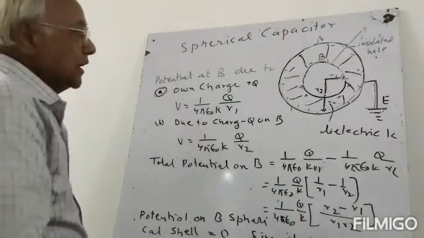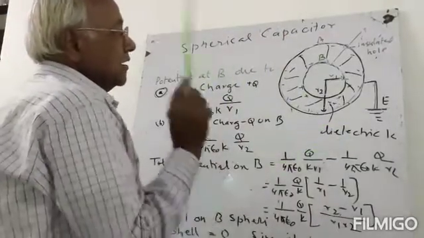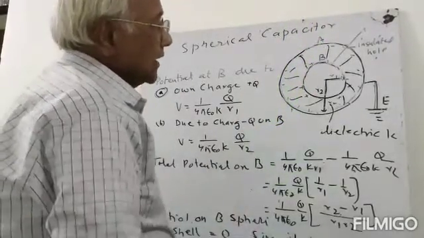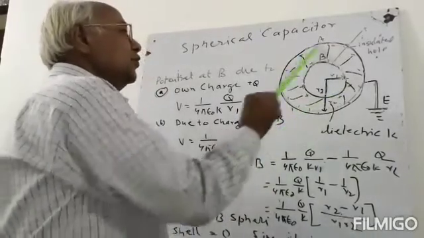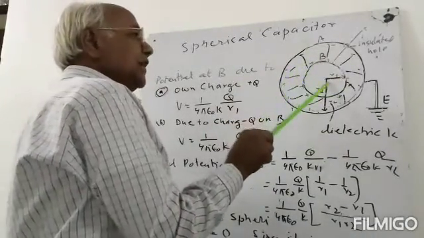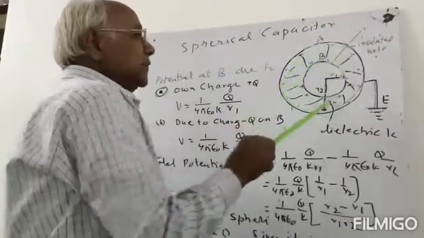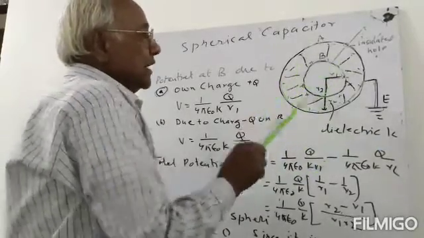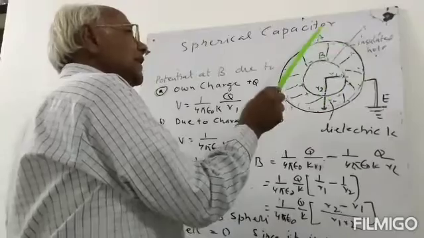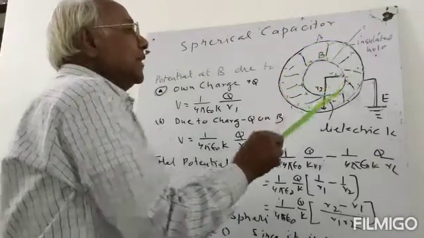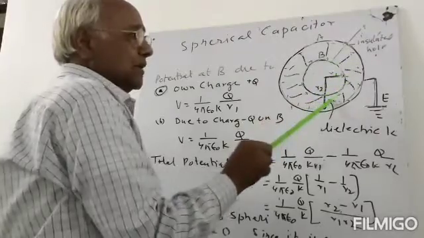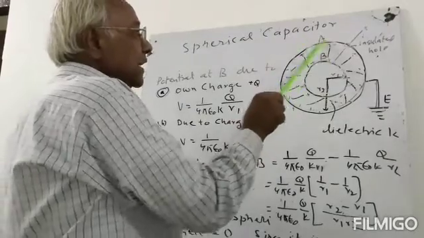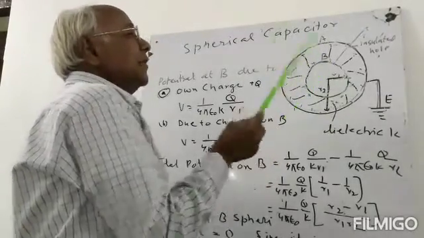Now what will be the potential? We have to find the potential due to A and due to B. Now if we consider that in between these two, the sphere and the spherical shell, there is a dielectric medium whose dielectric constant is K, filled here. So in between A and B it is completely filled with the dielectric medium. So the charge on B will be positive here and negative on this side. Now at the point P, what will be the potential?